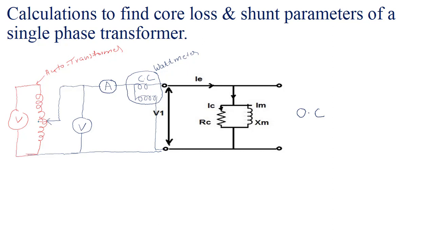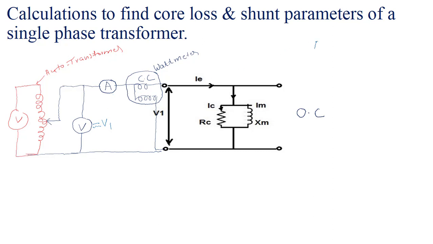we have to change this auto transformer voltage in such a way that the voltmeter reading will be equal to the V rated. Let's say V rated is nothing but V1. Okay, when the reading of the voltmeter is equal to the rated voltage V1, at this instant we have to record the reading of the voltmeter, ammeter and wattmeter.